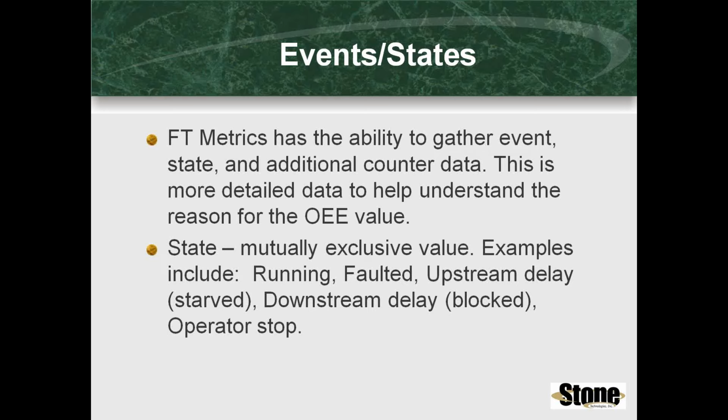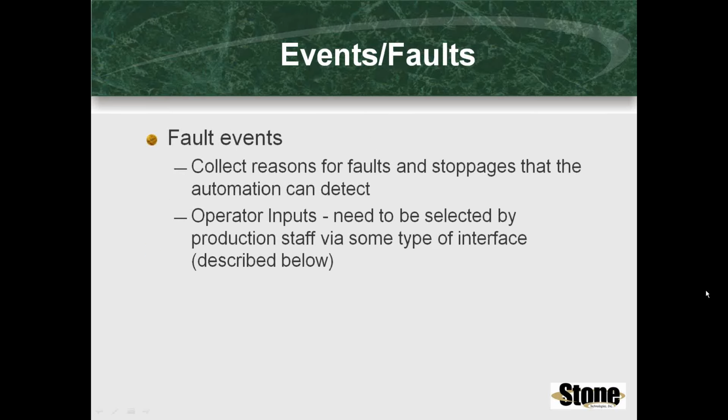There are also ways to gather information like a state. You'll hear in the industry, machine state or utilization state. For example, running, faulted, upstream, downstream, blocked or starved conditions, operator stops, changeovers. Depending upon how you configure your automated data collection system, the mutually exclusive machine state will impact the amount of available and/or running time that is being gathered for your OEE calculation.